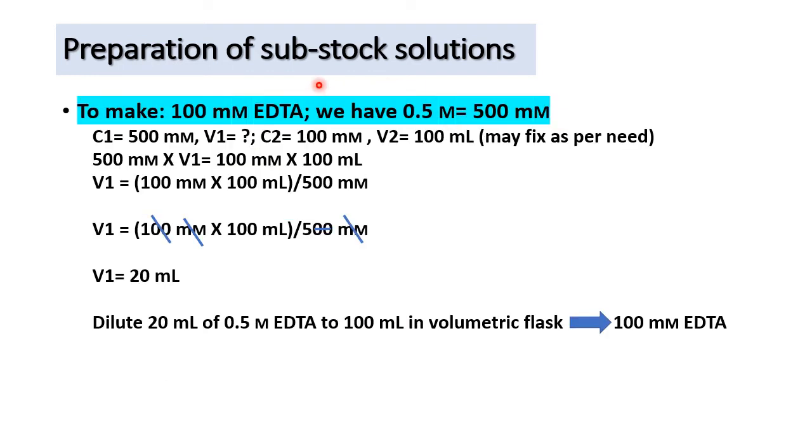Similarly for EDTA, it is 0.5 molar. To make the units the same on both ends, you convert this to millimolar, so 500 millimolar. Putting it in the same formula in the same way, cancelling out the units and doing the mathematics, V1 equals 20 ml. So you dilute this 20 ml of 0.5 molar EDTA to 100 ml in a volumetric flask. It will give you the 100 millimolar EDTA.